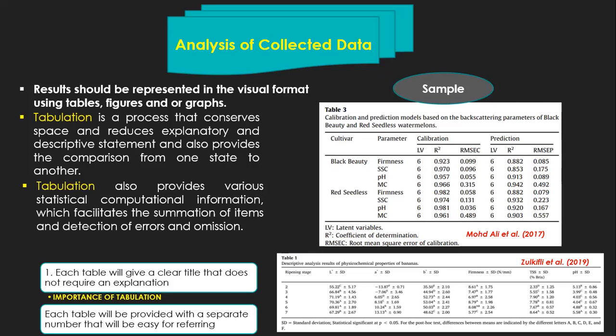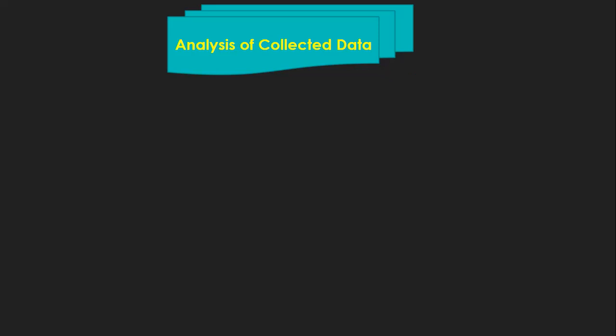And then you can just see. So the importance of this relationship, or the importance of this citation, is each table will give a clear title that does not require any explanation. Okay? Basta na-specify lang nimo diha, na-differentiate lang nimo ang data, then you can have a good analysis based on the tabulated data.